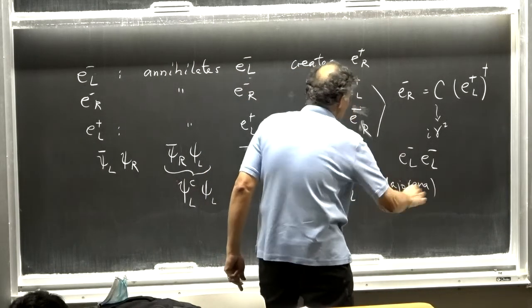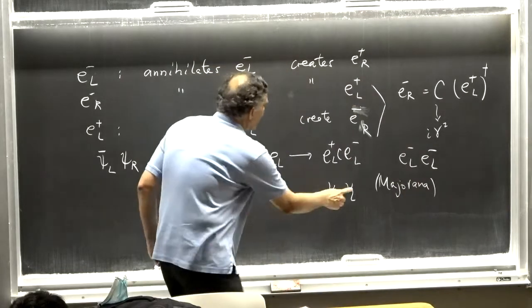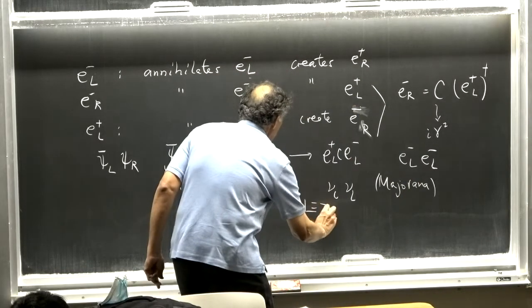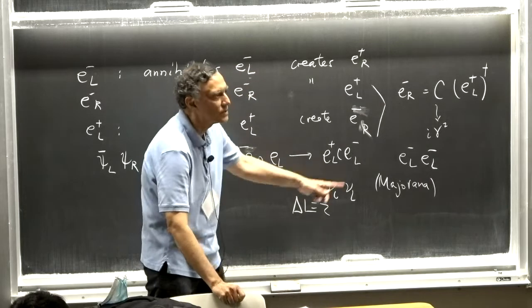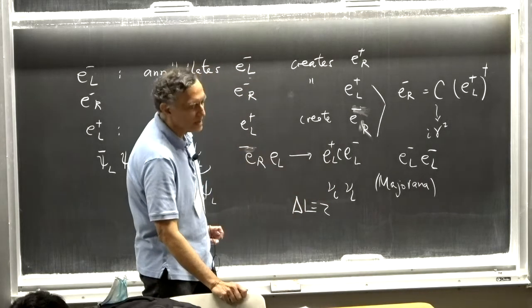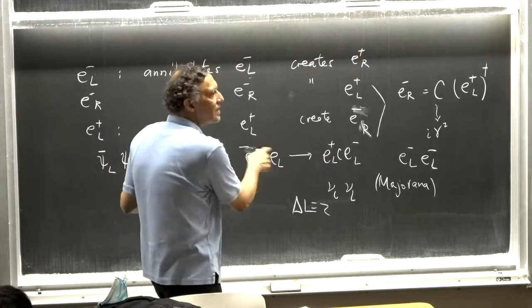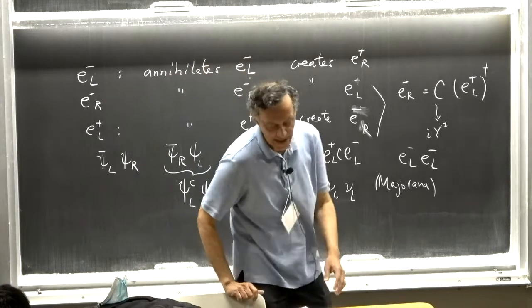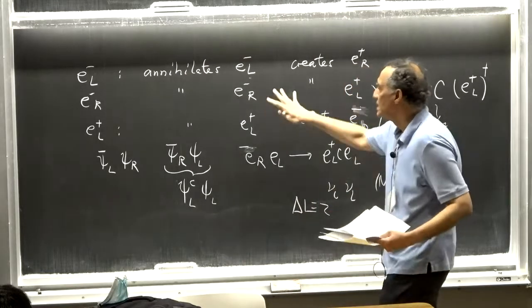Forget the historical reasons why. But this violates lepton number by 2 units because it annihilates 2 neutrinos. And this is, we'll come back to this. This is an important point. So I don't want to go through all the subtleties, putting all the gamma matrix structure in here, but just remember that.